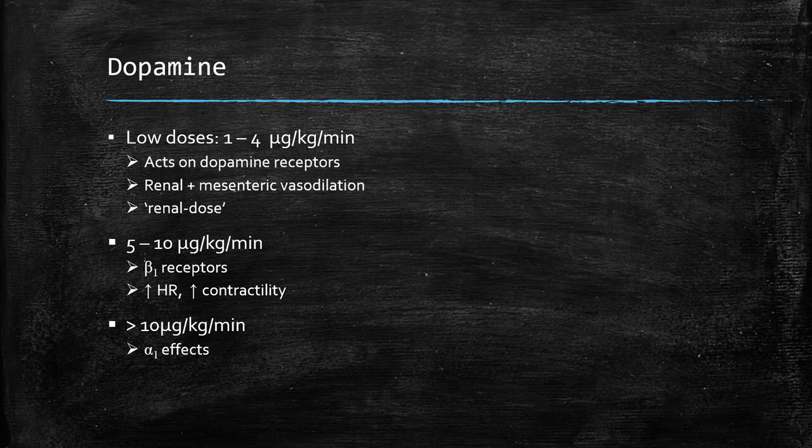It was very common in my training days for our sick patients to be put on a so-called renal dose of dopamine. The idea was to keep the kidney well perfused and help support urine output.